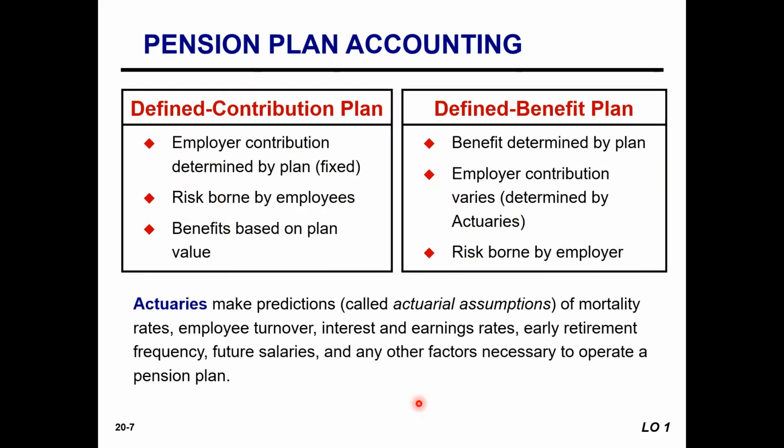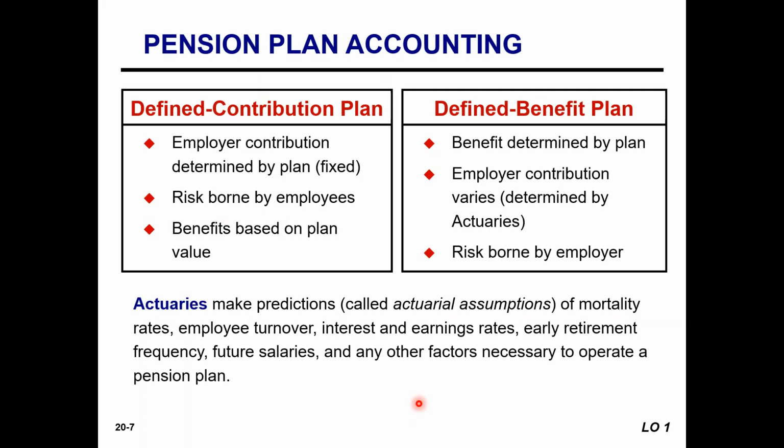A defined contribution plan, employer contribution determined by the plan, which is fixed. The risk is borne by employees, and the benefits are based on the plan value. Defined benefit plan, the benefit determined by the plan. Employer contribution varies. It's determined by actuaries, and the risk is borne by the employer.